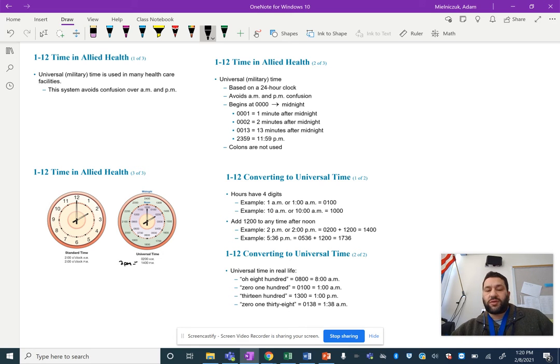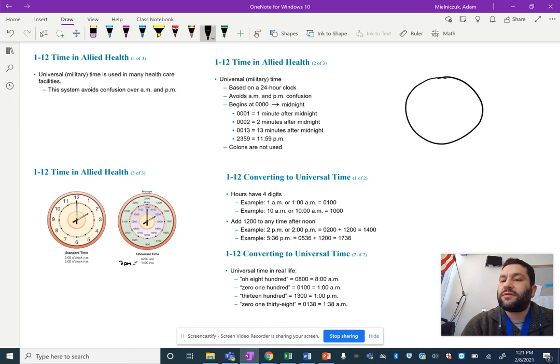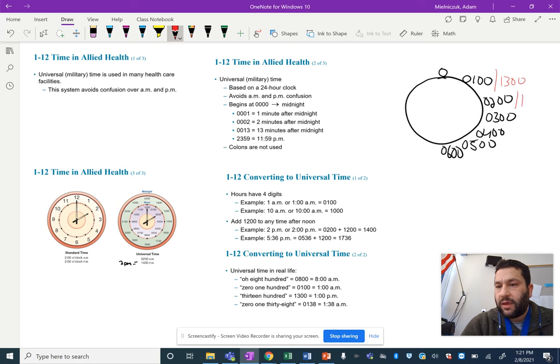So when converting to universal time, you could call it 0800, 0100, 1300, or 0138. These are all different ways to say time. But what we need to remember is that when we have a clock, this would be 0 time, 0100, 0200, 0300, 0400, 0500, 0600, and so on. But then when we go back around, we add 1200 hours to it. So here we would get what? 1300, 1400, 1500, and so on.